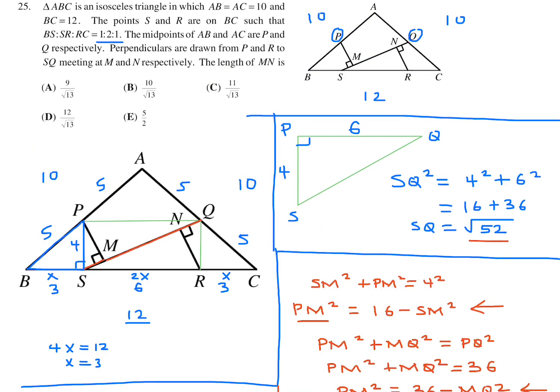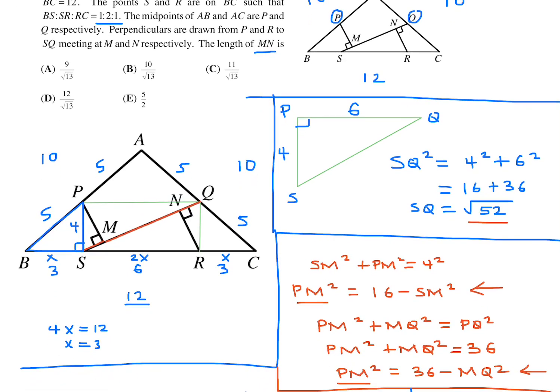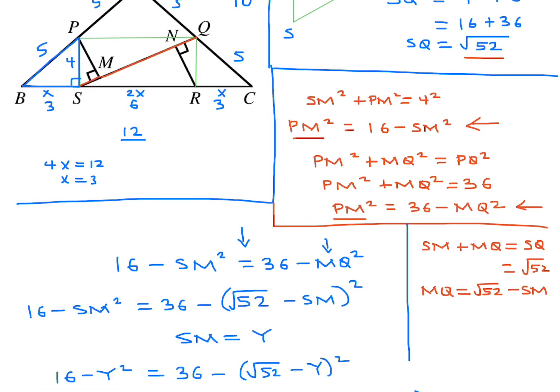Now, what were they asking for in this question? They're asking for the length of MN. Shouldn't be too bad to figure out MN. MN is what? MN is from here to here. This guy right there. So MN is essentially SQ minus 2SM. Why? Because SM is the same as NQ, because of the symmetry of that diagram.